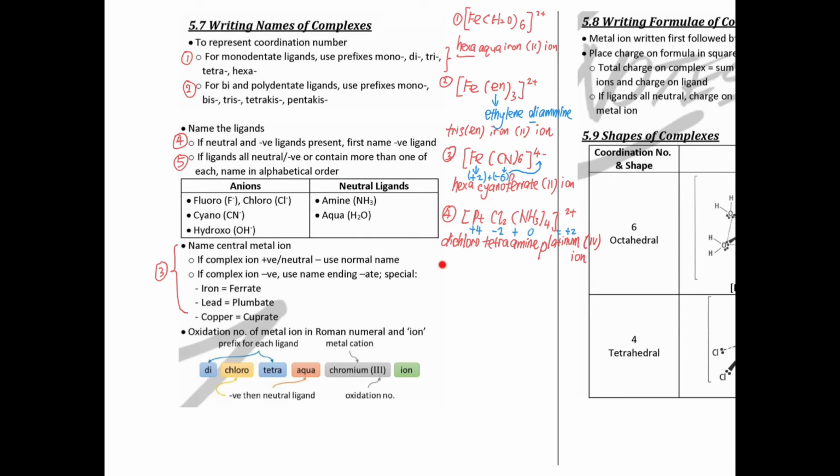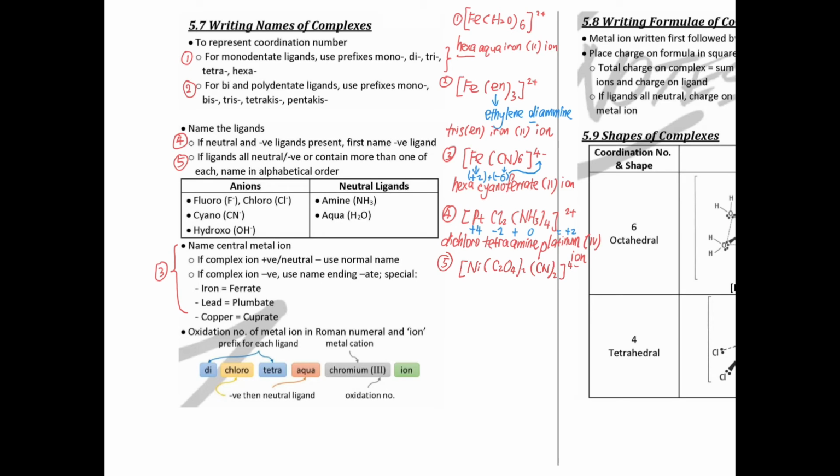Let's say example. Okay, example number 5. If I have [Ni(C2O4)(CN)4]4−.